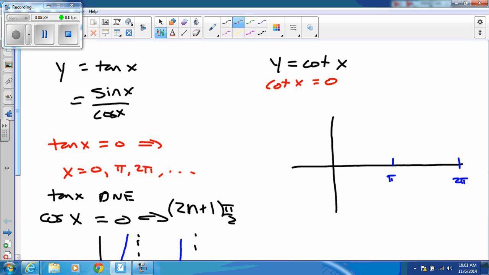Okay, where is cotangent x equal to 0, Nicole? Pi over 2 and 3 pi over 2. So in general, we'll call it (2n plus 1), odd multiples of pi over 2. And where is cotangent non-existent?